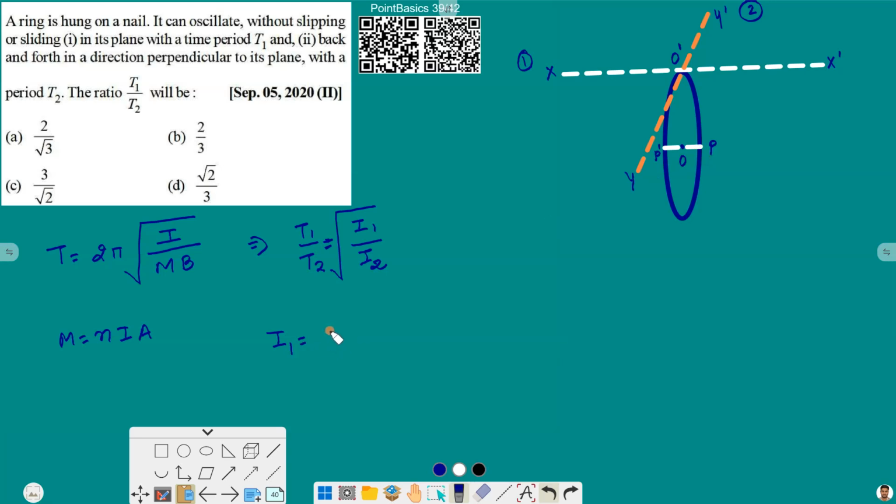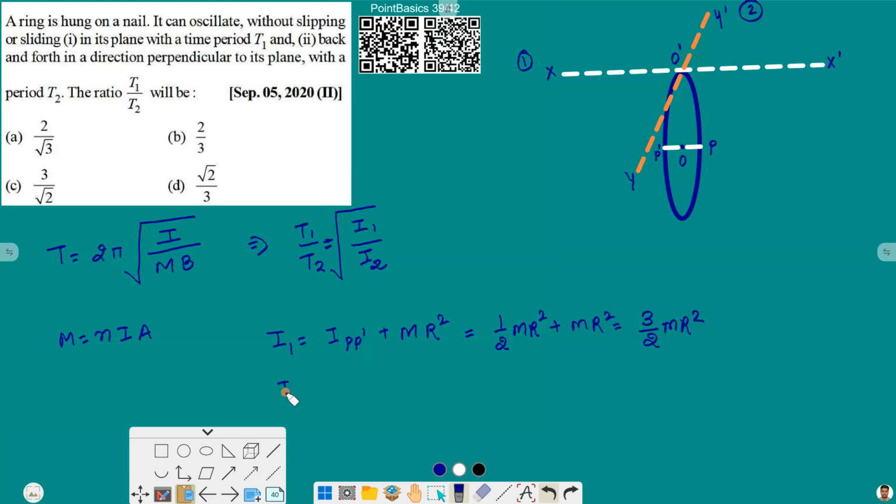So I1 will be the moment of inertia about the diameter PP dash plus mass times the distance between the XOX axis and PP dash, because the XOX axis and PP dash axis are both parallel. So mass times R square. So it will be half MR square plus MR square, that will be 3 by 2 MR square.